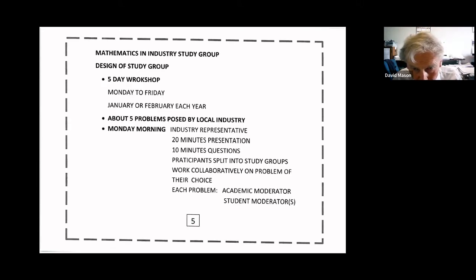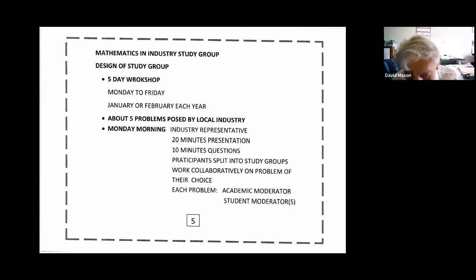Now, the design of a study group: it's a 5-day workshop from Monday to Friday, and it's held in January or early February each year. And about 5 problems are posed by local industry. On Monday morning, the industry representative makes a 20-minute presentation, followed by 10 minutes of questions.